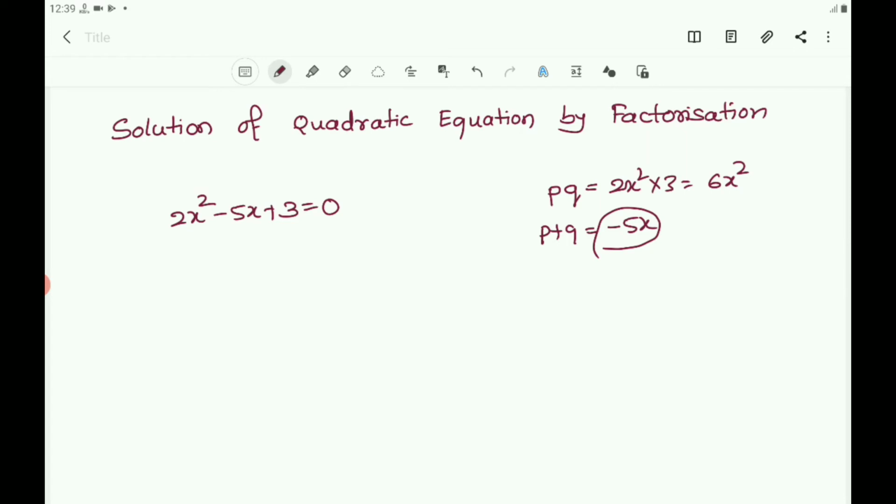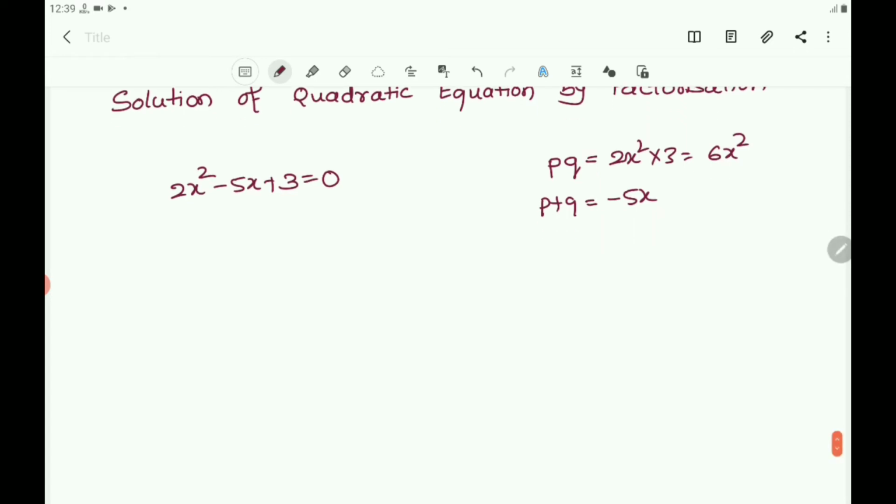And you know the method of getting the two terms here, and you know that 6 is in the table, 1 into 6 is 6, and also 2 into 3 is 6.